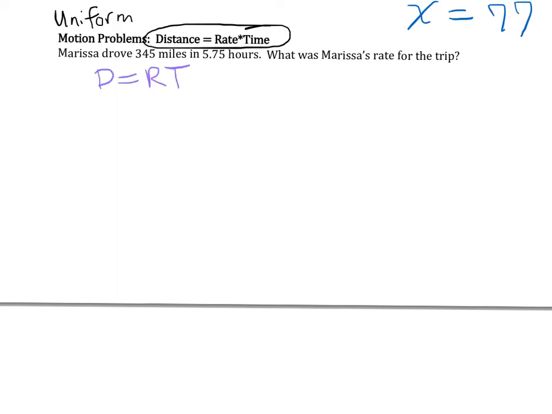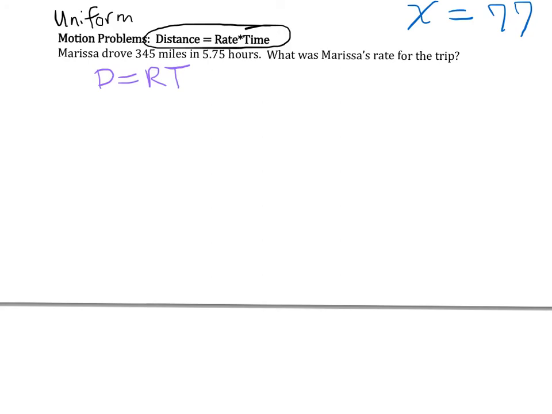Okay, so what happens in these types of problems, the most basic ones, is that I'll give you either the distance and the time, or the rate and the time, or the distance and the rate, and I'll ask you to find the other variable that is missing. Let's look at this example here. It says Marissa drove 344 miles in 5.75 hours. What was Marissa's rate for the trip? Okay. Now, rate is the same thing as your speed. Distance is the length that you're traveling. And the time is how long it takes, right?